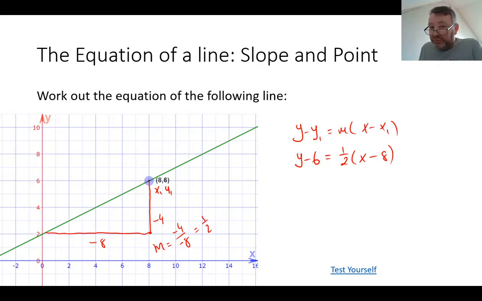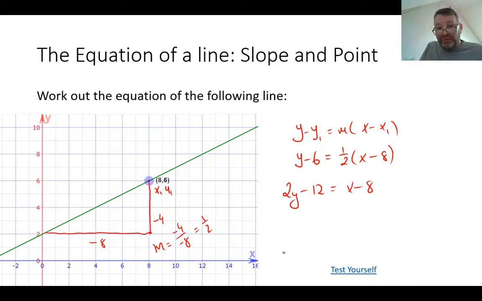What I would ask you to do here is to multiply everything by 2 so that you clear your fraction. Okay, don't work with fractions. So we're going to multiply both of these by 2. So 2y minus 12. And when you multiply a half by 2, you cancel it. So you're left with just x minus 8.